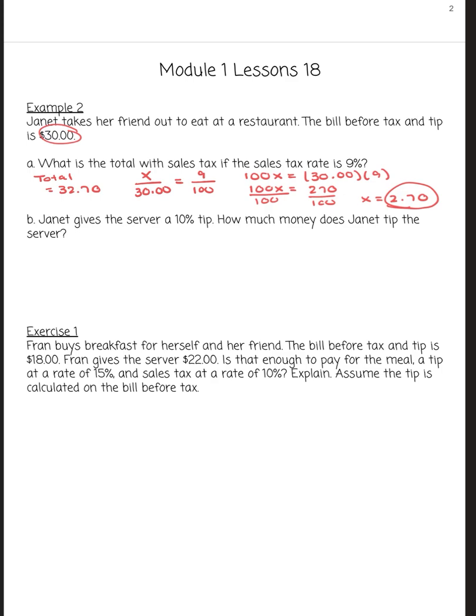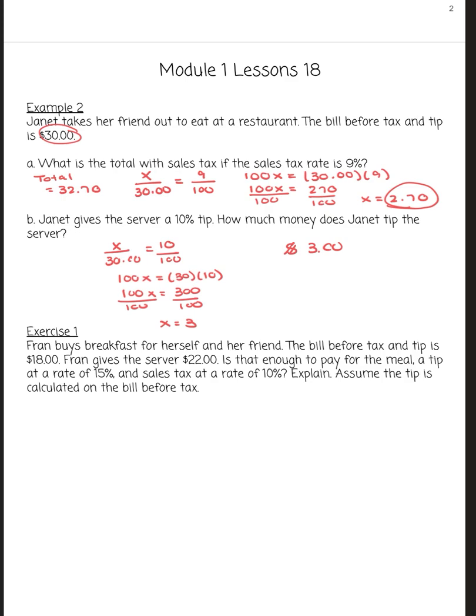It says Janet gives her server a 10% tip. How much money does Janet tip her server? So she does the 10% based off her $30 meal. So we have, again, x over 30 is equal to 10 over 100. We get 100x is equal to 30 times 10. We get 100x is equal to 300. Divide both sides by 100, and we get that x is equal to 3. So she tips the server $3.